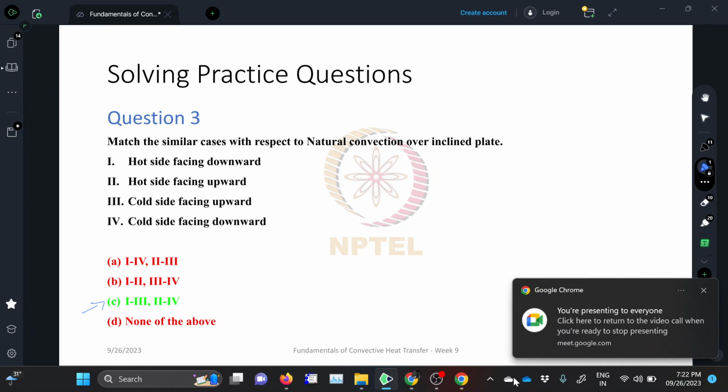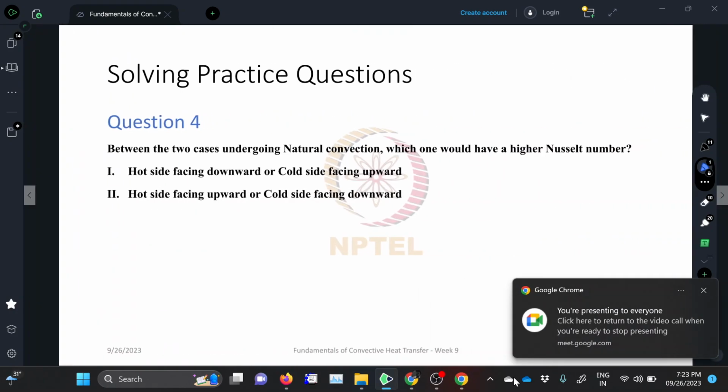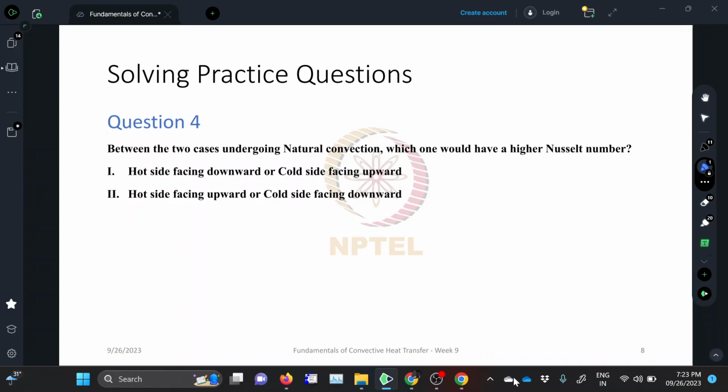Okay, so if there are no questions, we will move on to question number 4. Now, this is asking that between the two cases undergoing natural convection, which one would have a higher Nusselt number? Hot side facing downward. So, what I mean is, okay, so use a different color plate.